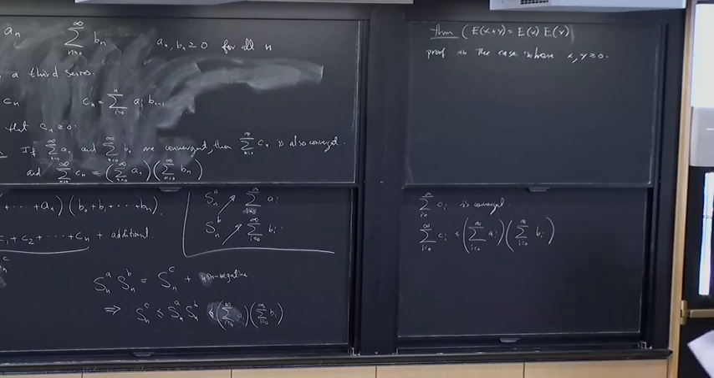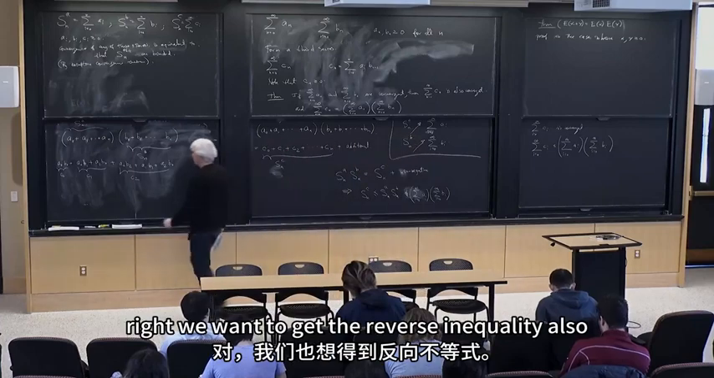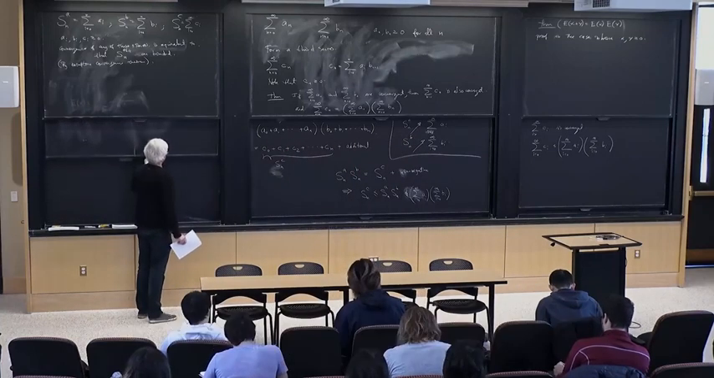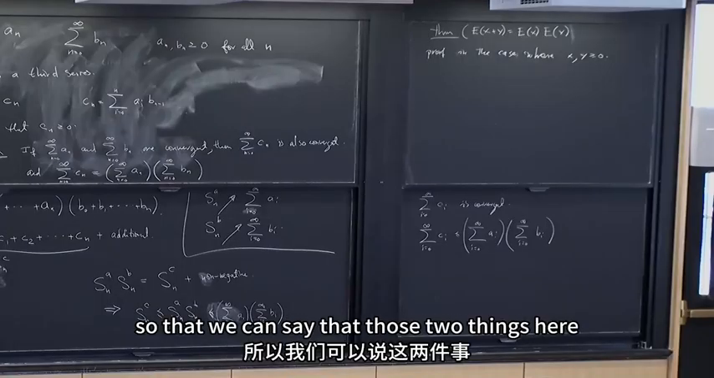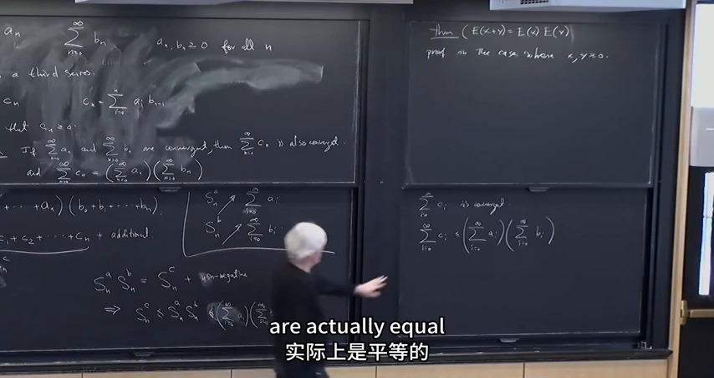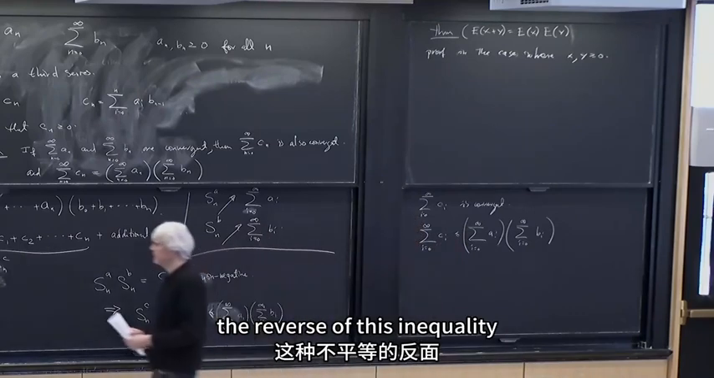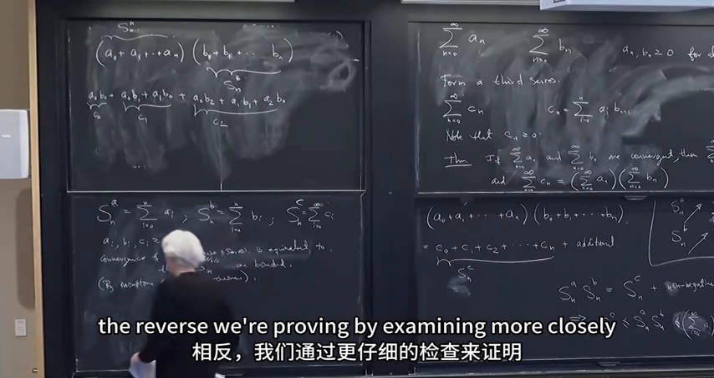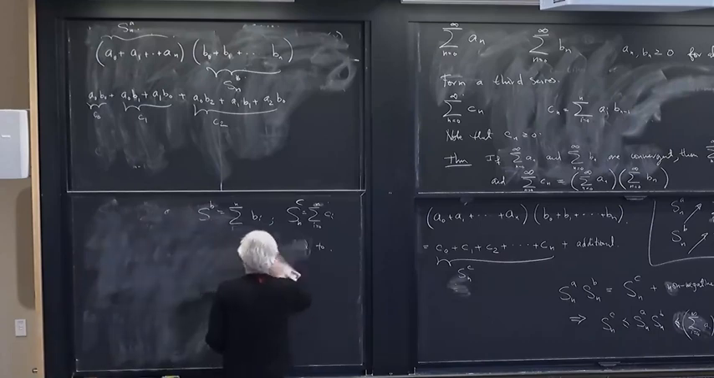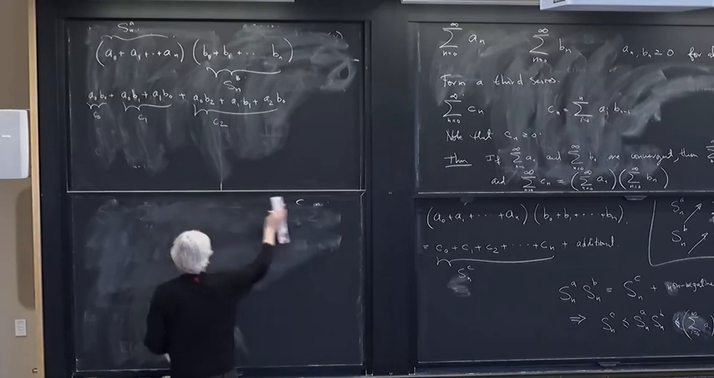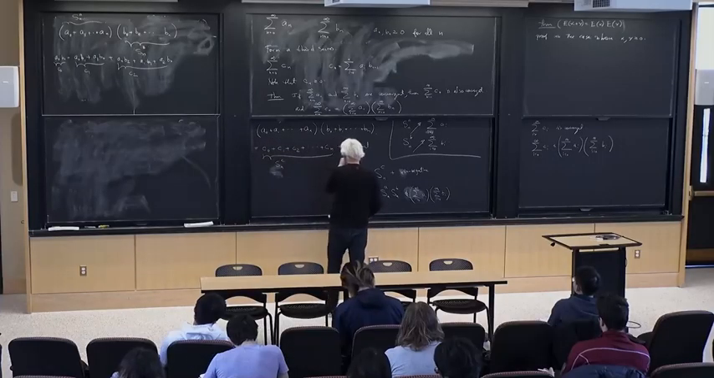Okay, now we want to get the reverse inequality also. Right, so we want the reverse inequality of what is over there, so that we can say that those two things here are actually equal. Now let's try to see how we prove this, the reverse of this inequality. We prove the reverse by examining more closely what that product was. So what is this additional thing here?